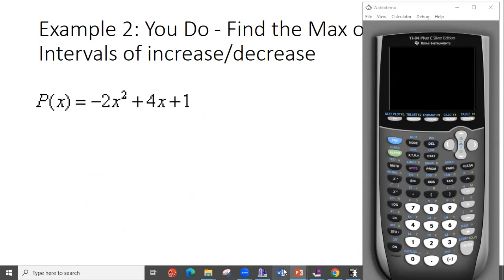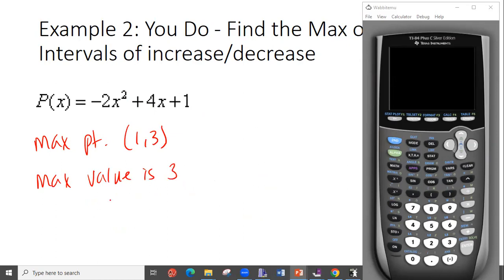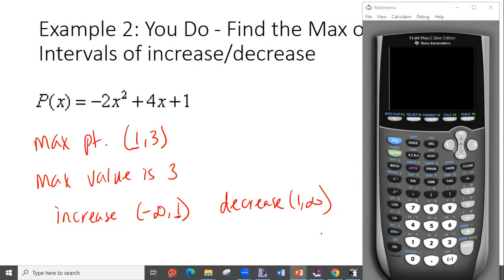All right, so guys, what do we get here for our max point? Okay, we were at 1 and 3. Our max value is what? 3. Okay. What was our interval of increase? Perfect. Your intervals depend on your x. Okay. And then where were we decreasing? 1 to infinity. Perfect. Okay. Your max value is your y, but your intervals of increase and decrease depend on your x.